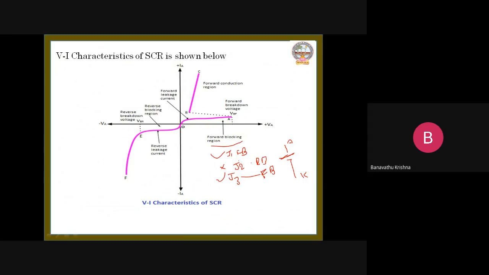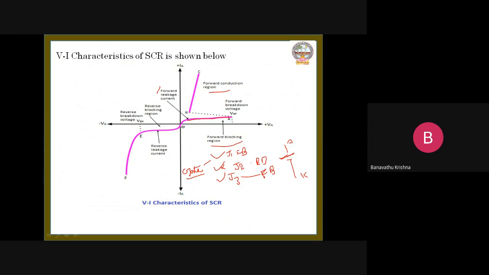Here a very small amount of current is flowing, because junction J2 is in reverse bias condition. This current is nothing but the forward leakage current. The second case is the forward conduction region. In that case, junction J2 goes into forward bias condition by applying the gate voltage. This gate voltage makes junction J2 also forward biased. So by increasing this gate voltage, the current will suddenly rise abruptly.